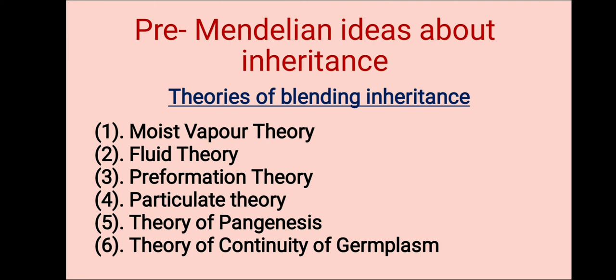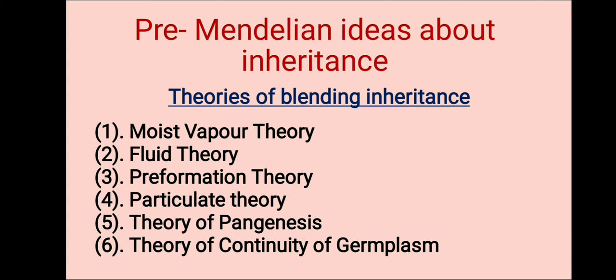They are often called the theories of blending inheritance. These are the ideas, before Mendel, about how traits are transmitted from parents to offspring. Why blending? Because these theories believed that the characters of the parents blended or got mixed during their transmission to the offspring.